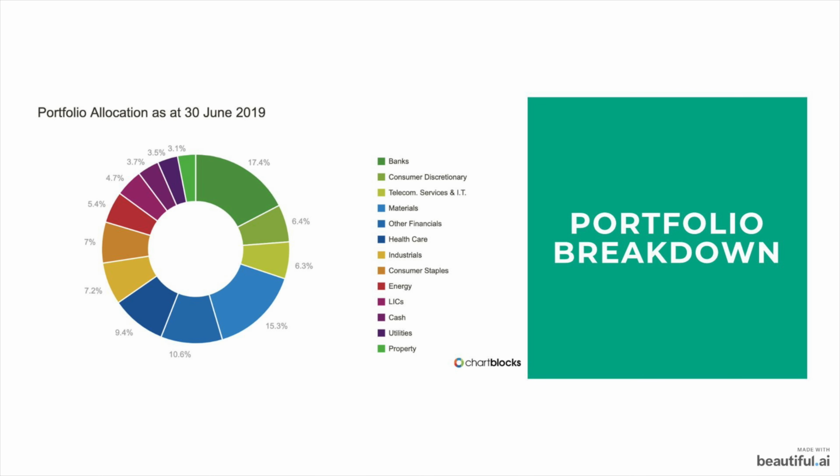Now, what you see on the screen right now is a portfolio breakdown. It's mostly in banks, materials, other financials, such as other listed investment companies and healthcare companies. So from a diversification standpoint, it's giving me access to multiple industries at once. So that's pretty good in my books.